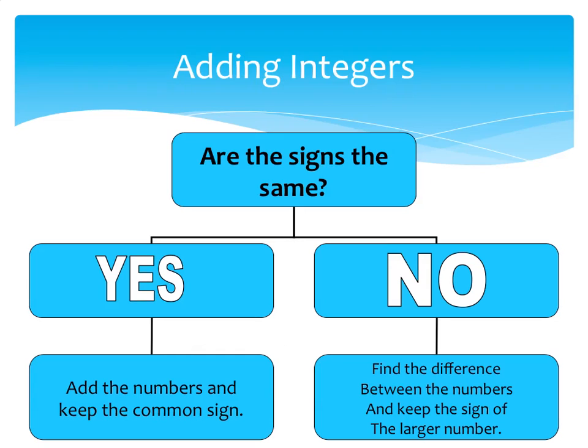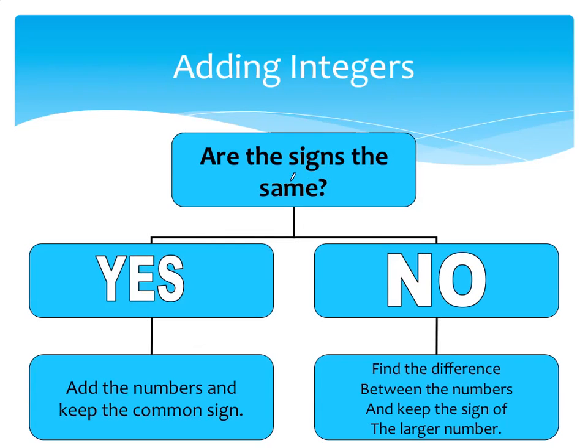Okay, this is a flow chart that helps us to remember what to do every time we come to a question where we're going to be adding integers. Basically, how you use this chart is you start at the top and work your way down. Every time you come to a question, ask yourself, are the signs the same? Then based on your answer, you'll move to the left side of the table or to the right side.